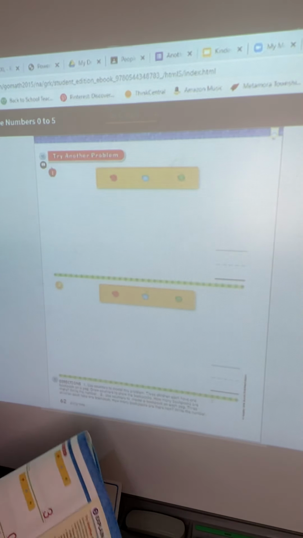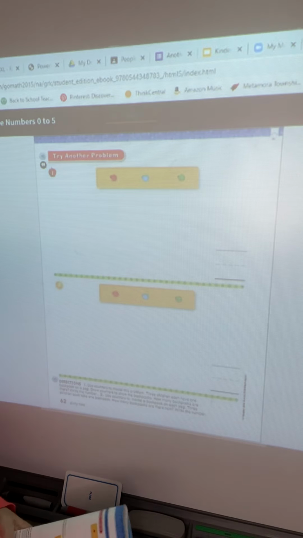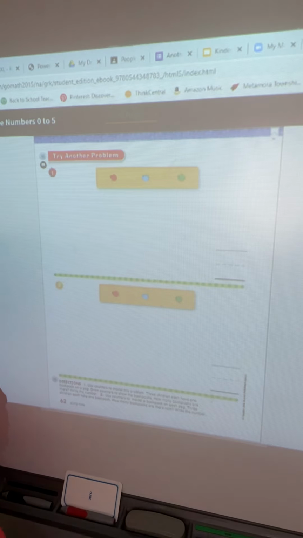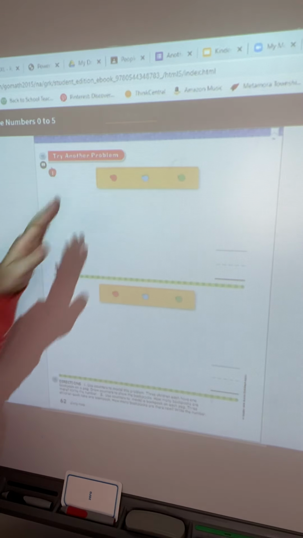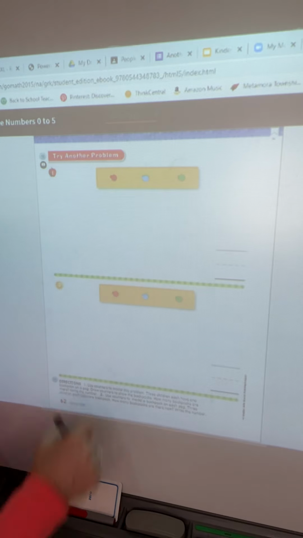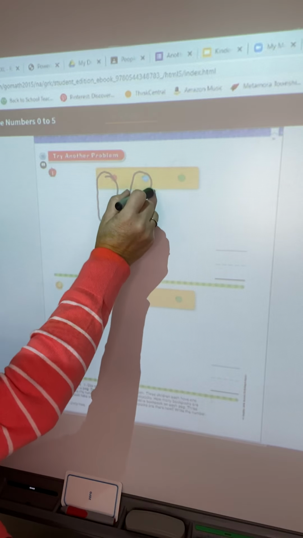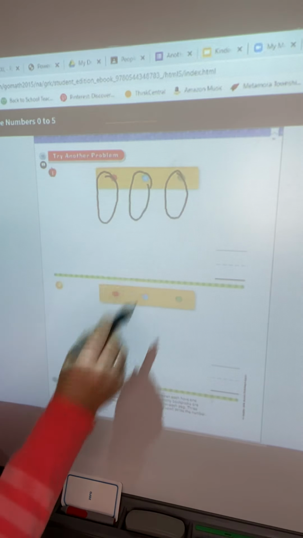You are on page, do you know? 62. 62 is in the bottom left corner there. So we're going to model and we're going to draw out things to help us figure the problem. First, up here on number 1, there are some hooks. 3 children each have 1 backpack on a hook or a peg. So I'm going to draw a circle to represent each backpack on each hook.